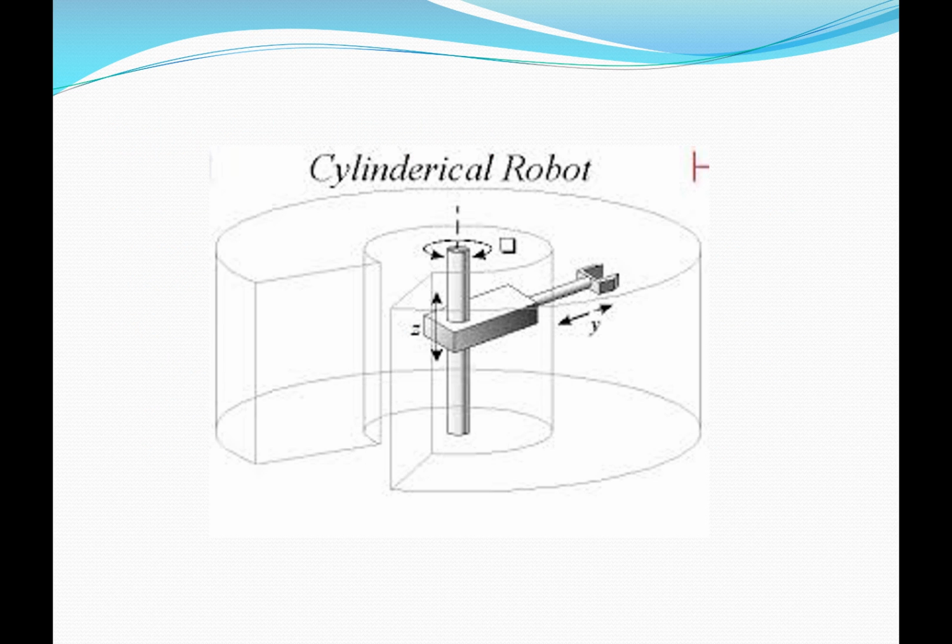So again, I could put this in there and say identify the prismatic joints and the rotational joints. So this is a prismatic joint. It goes up and down. This is a prismatic joint. It goes in and out. And this is a rotational joint here.